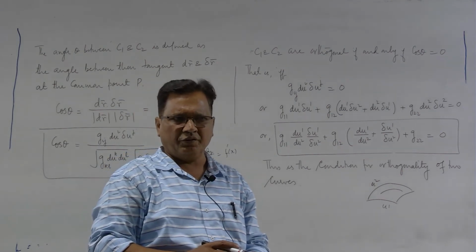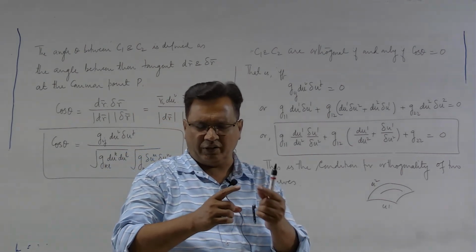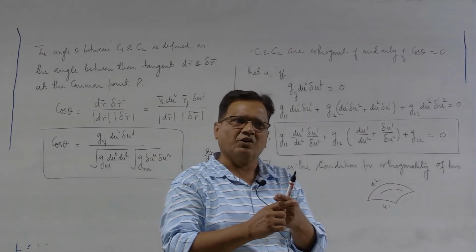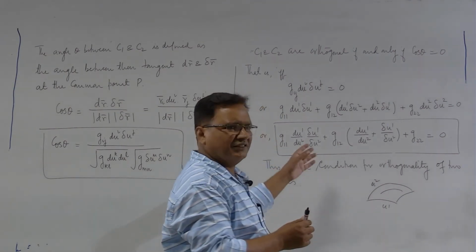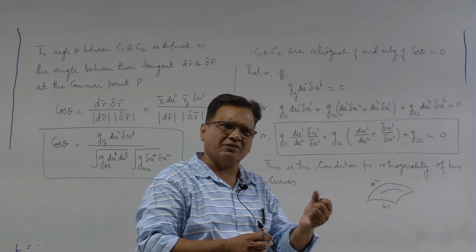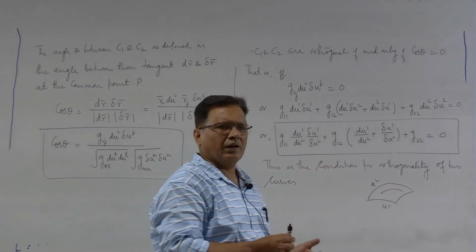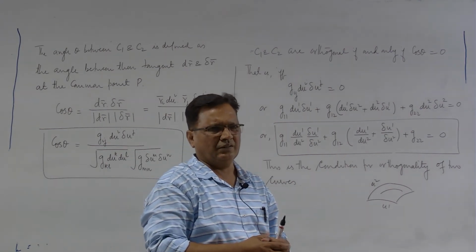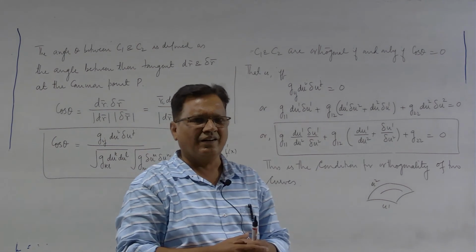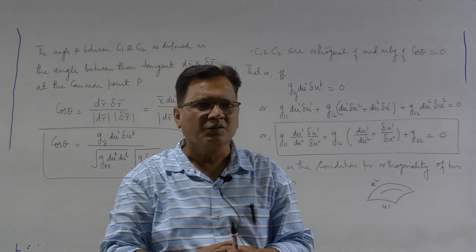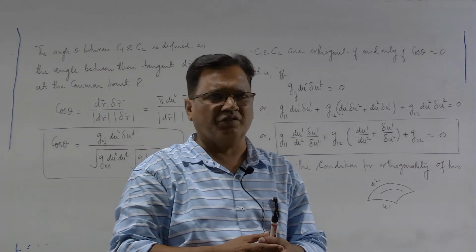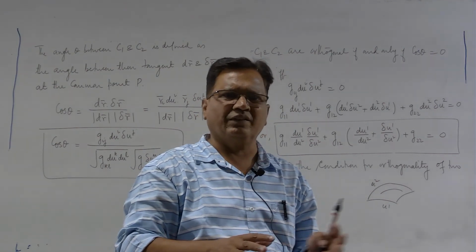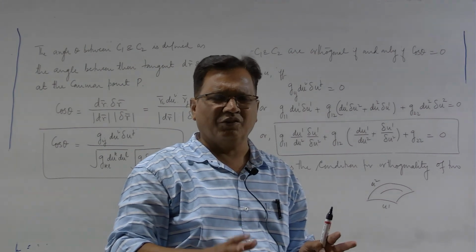So, if you are looking at two curves and you want to see whether they are orthogonal or not, you just apply this condition. You compute the direction of the two curves, put them in this formula, and if this gives you 0, then the curves are orthogonal. This is the condition for curves to be orthogonal. If curves are orthogonal, they will always satisfy this condition. What is your question exactly?